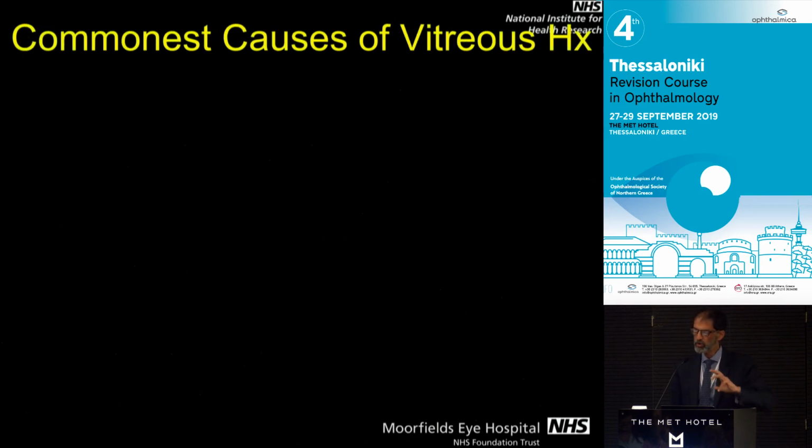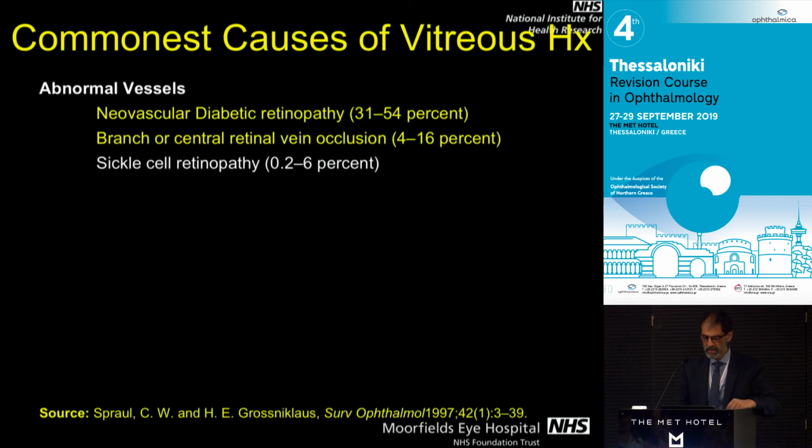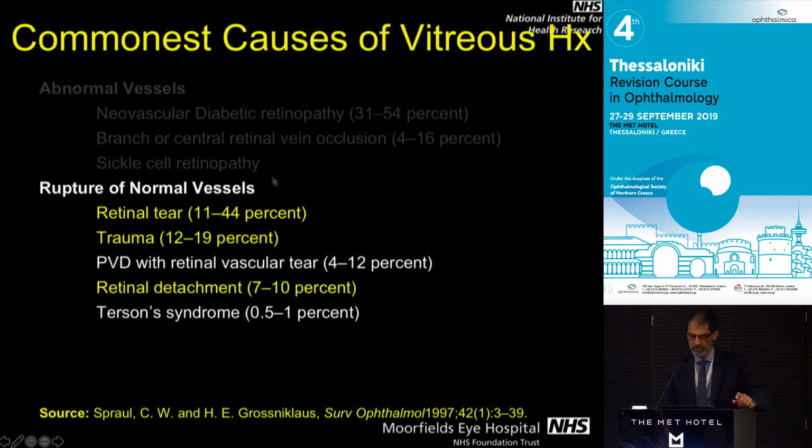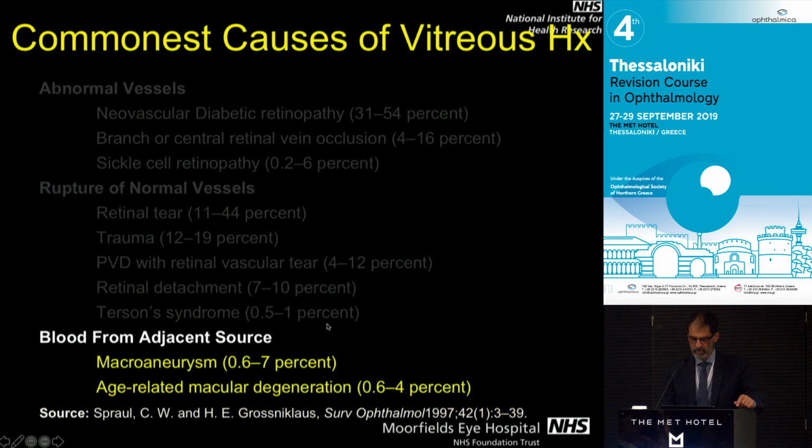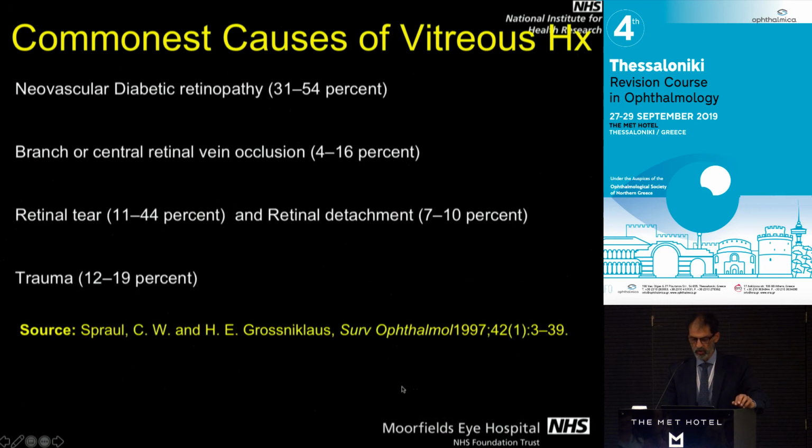And now we go to commonness. Which ones do you expect to see? In terms of abnormal vessels, the commonest by far is diabetes, followed by branch vein occlusions, and rarely sickle. In terms of ruptured normal vessels, retinal tears dominate, as does trauma, and retinal detachment, which is a subset of retinal tears. And in terms of blood from adjacent source, it's usually macroaneurysms and AMD or IPCV. And all of these things you're familiar with. If we group them all, the commonest cause of vitreous hemorrhage is diabetes, followed by vein occlusion, retinal tears, trauma, and this has been published.